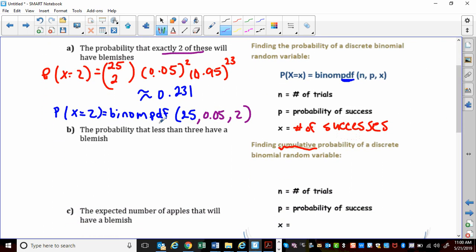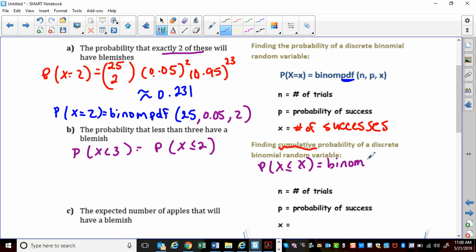The probability of x being less than 3, this time we're going to add it up. Less than 3, not inclusive, means that the probability of x less than 3 is the probability that x is less than or equal to 2. And this time we're going to add it up. So if we're trying to find the probability that x is less than or equal to something, this is when we're going to use the binomial CDF, when we're going to add up different trials.